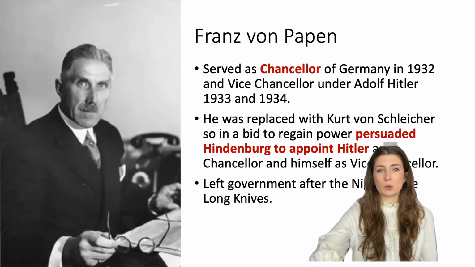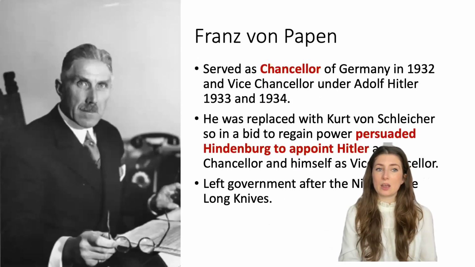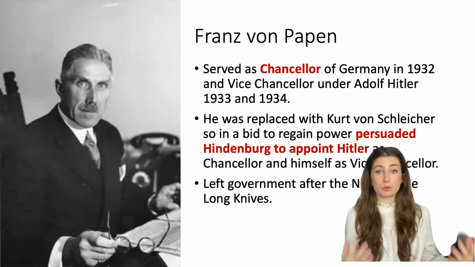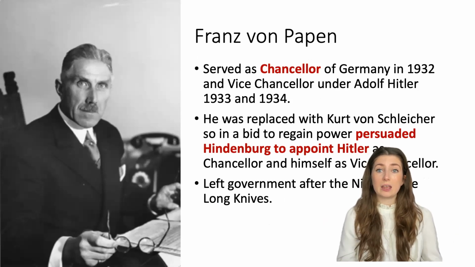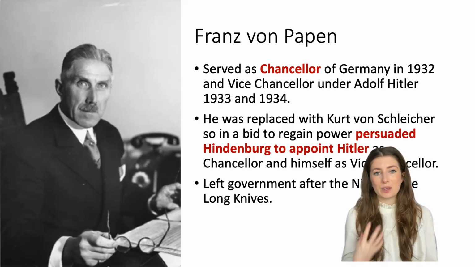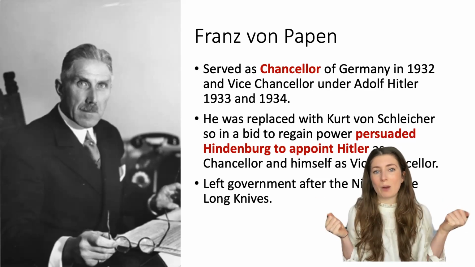Secondly, I want to talk about Papen. So Papen served as the Chancellor of Germany in 1932 and Vice Chancellor under Adolf Hitler, '33 and '34. He was appointed Chancellor by Hindenburg but failed to achieve support in the Reichstag. He was replaced with Kurt von Schleicher. So in a bid to regain power, he persuaded Hindenburg to appoint Hitler as Chancellor and himself as Vice Chancellor, thinking this was going to get him back into power.